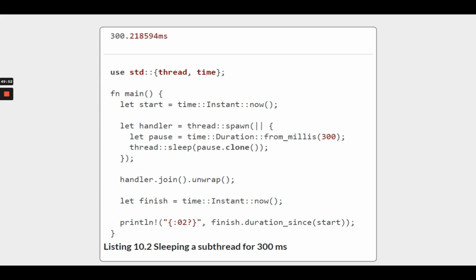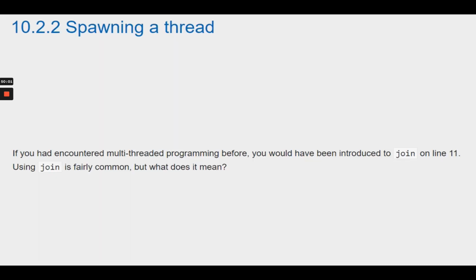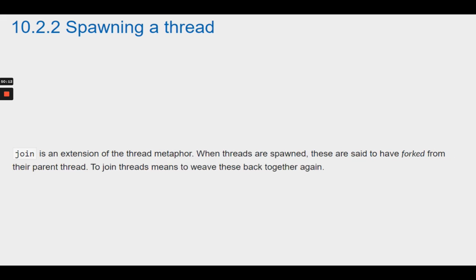listing 10.2 prints the total duration, in wall clock time, of both executing threads. Here's the output. If you had encountered multi-threaded programming before, you would have been introduced to join on line 11. Using join is fairly common, but what does it mean?